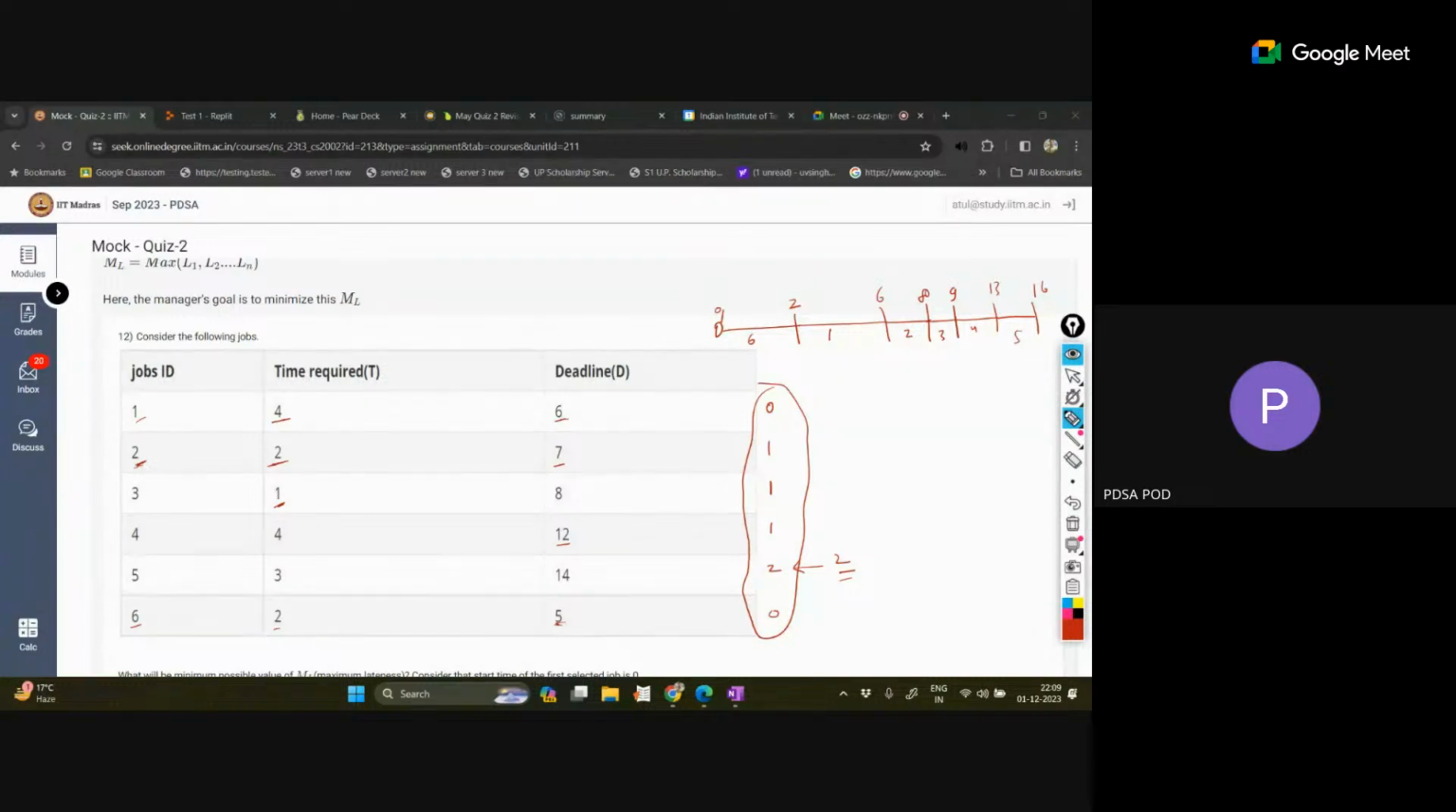During this process, we are just reducing the maximum lateness value. First, we calculate the lateness value for each job and schedule in that manner. The maximum among all the lateness should be minimum over all possible schedules. If you change the order of selecting these jobs, maybe you will get a maximum lateness greater than 2, but not less than 2. You will not get any order where you get less than 2. So the answer for this is 2.